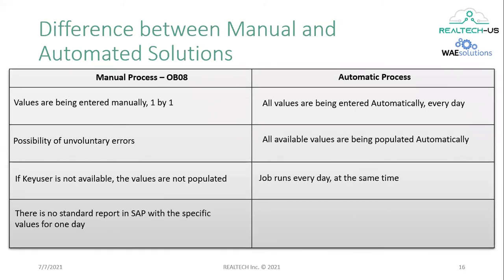And with the manual option, you do not have a standard report which gives you the specific rate on a specific date that you need. For searching for this information, you have to use technical transactions like SE16. On the other side, with our solution, you will always receive by email the result of the execution, and you will have day by day, currency by currency, the detail of every currency that has been populated in the TCURR table. So you can keep this information for an auditing process that you could have sometime.